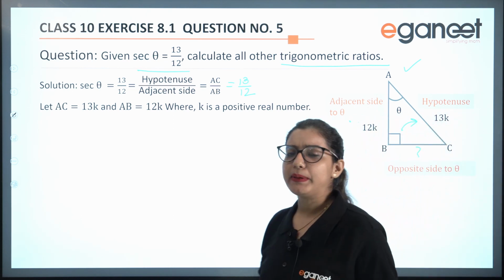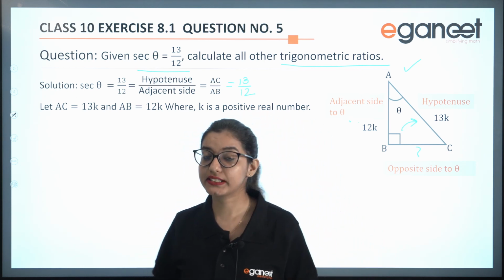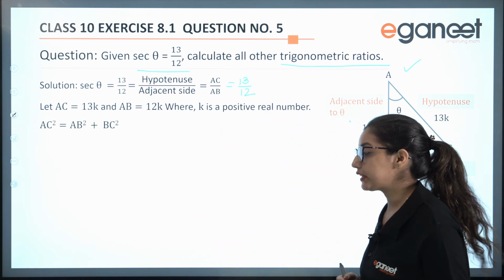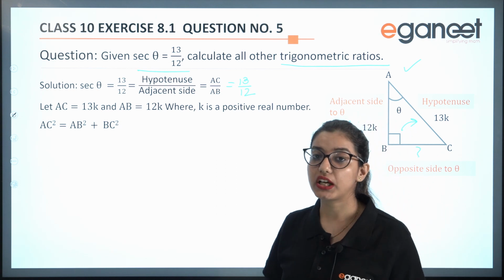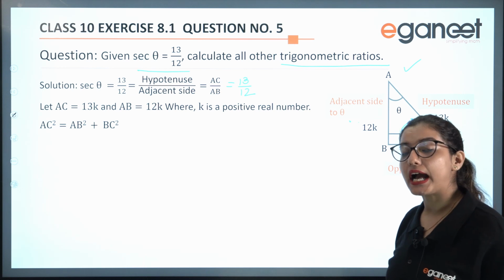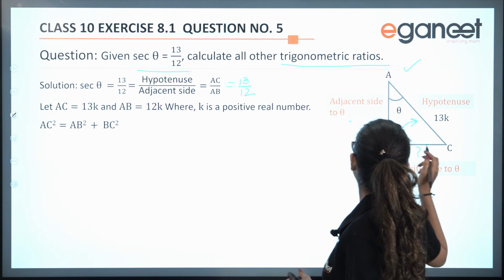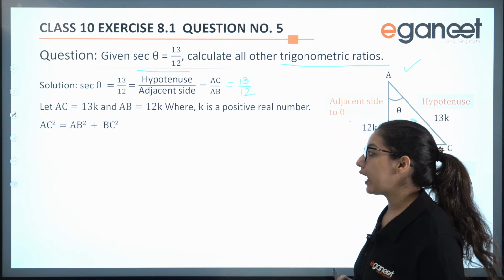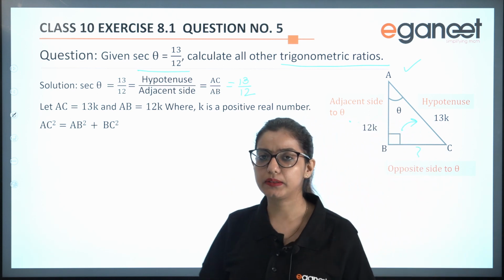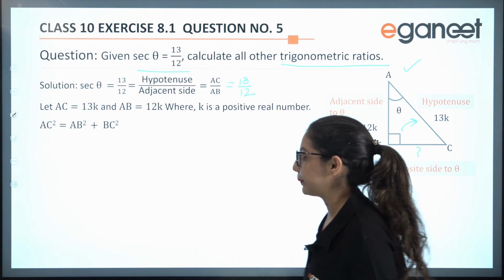So tell me the statement of Pythagoras theorem. Yes, it is right. So it is the square of the hypotenuse is equal to the sum of the squares of the other two sides. So here AC is the hypotenuse and the other two sides are AB and BC. Now here we have AC as 13K and AB as 12K. So just substitute and find BC and tell me. Yes, don't worry, I am going to help you.